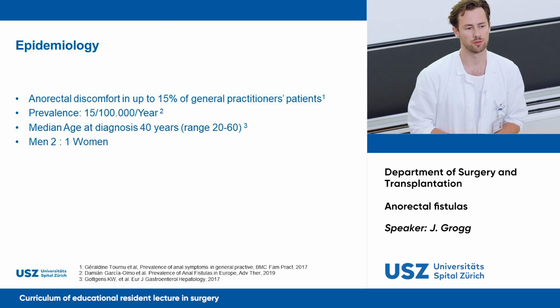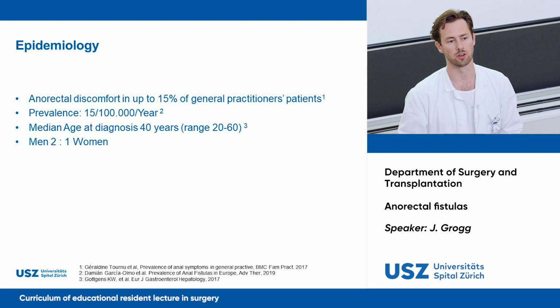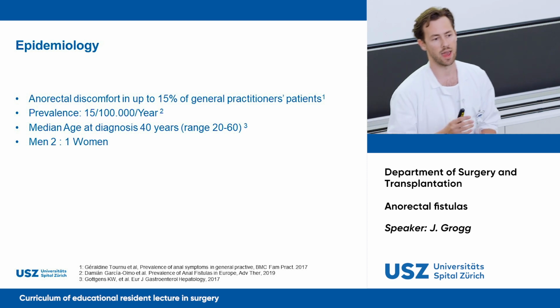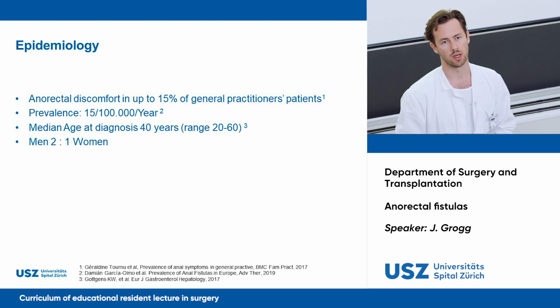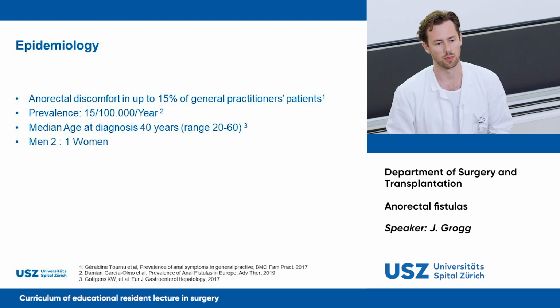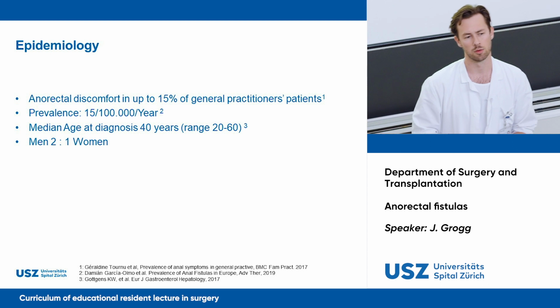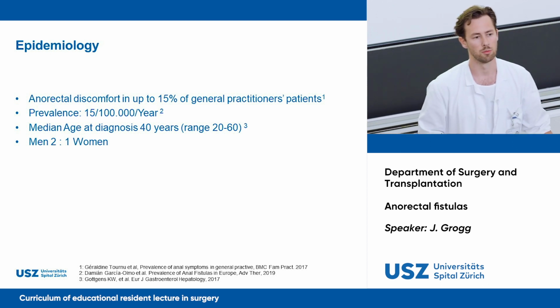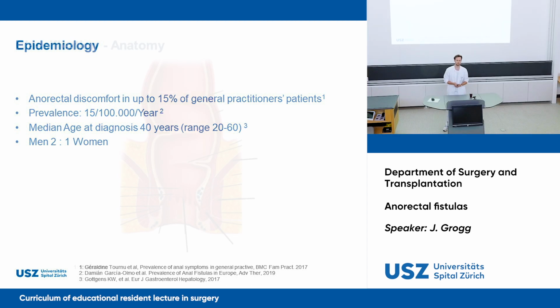The true prevalence of fistulas is not quite clear. A study showed that when looking at the patients of general practitioners, up to 15%, when asked directly, have anorectal discomfort or symptoms that could be caused by an underlying fistula. But a prevalence study in Europe in 2019 showed that the prevalence is around 15 per 100,000 a year, but the authors state that this prevalence is probably understated. The median age at diagnosis is around 40 years, ranging between 20 and 60 years, and men are twice as likely to be affected by this disease.